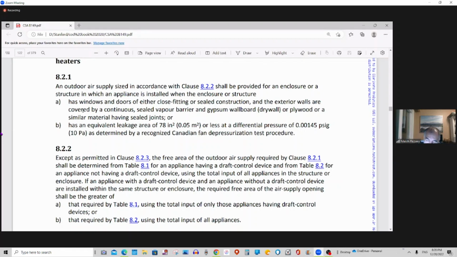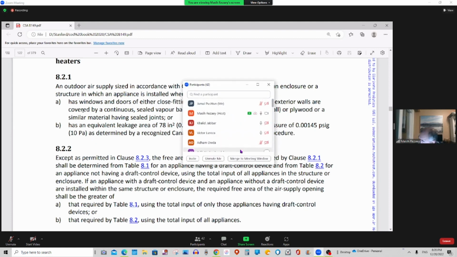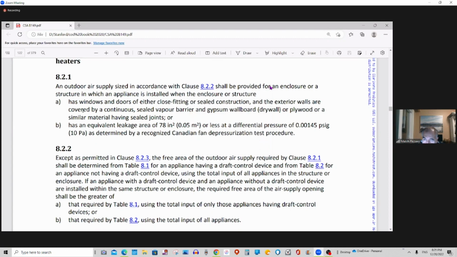So when we mention that we install the appliance in a structure that complies with clause number 8.2.1 A and B, it means that we install the appliance in a tight house. And if we mention that we install the appliance which does not comply with clause number 8.2.1 A and B, it means the loose house.